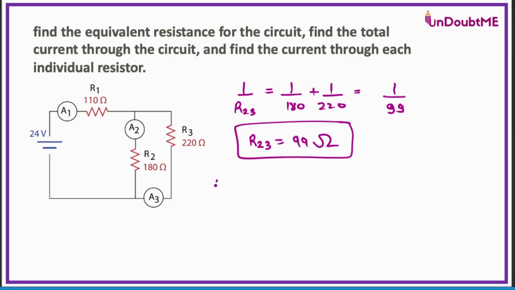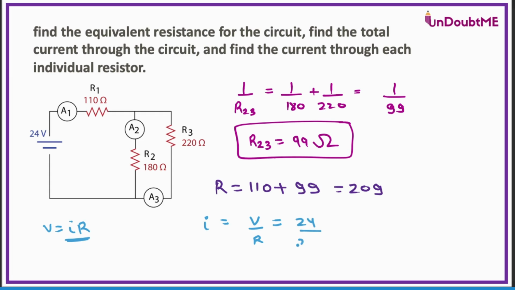Now the net equivalent resistance of the circuit will be 110 plus 99, that is 209, and from here we can get the net current. The total current of the circuit, we will be using V is equal to IR. So using that, total current will be equal to V by R. V is 24 and net resistance is 209.